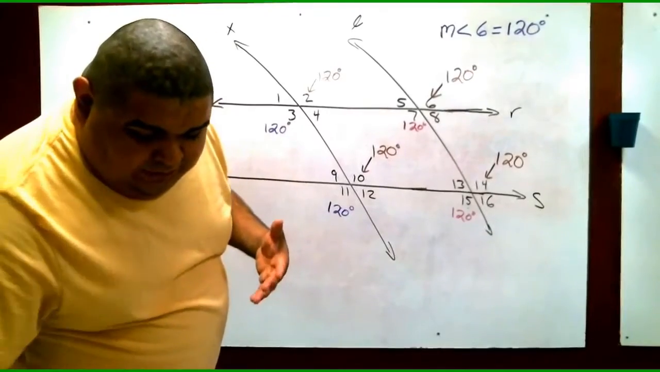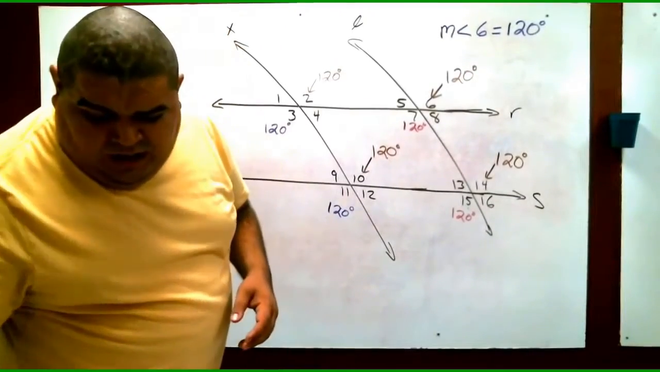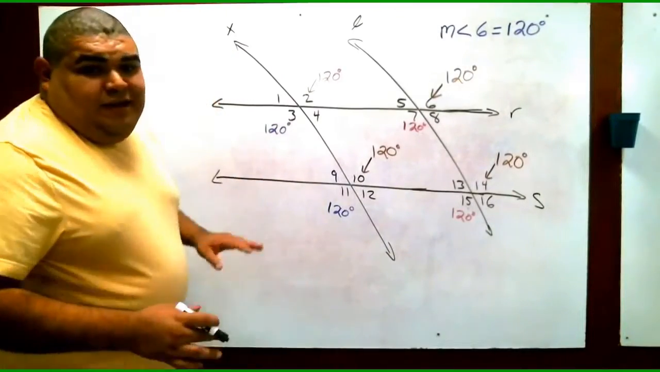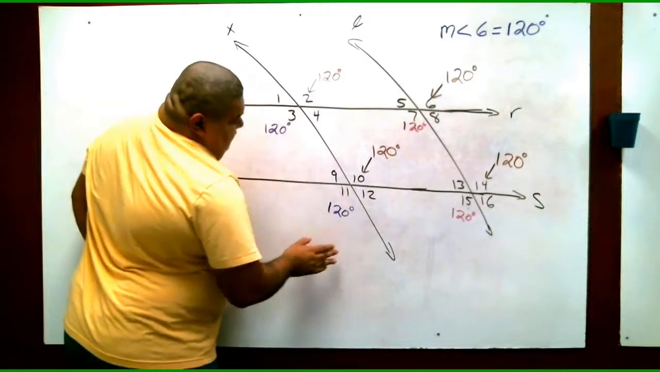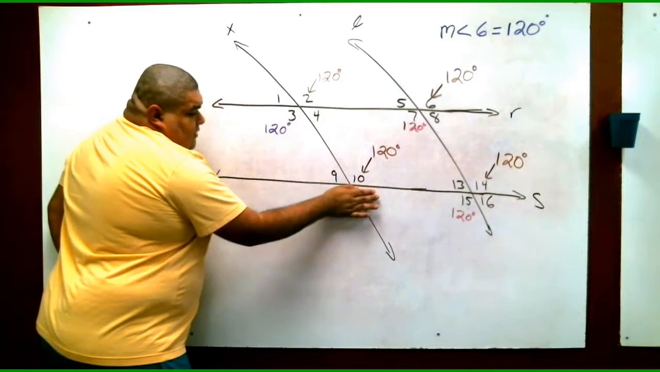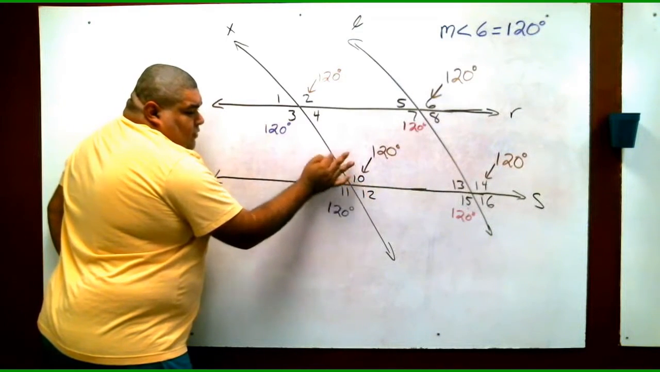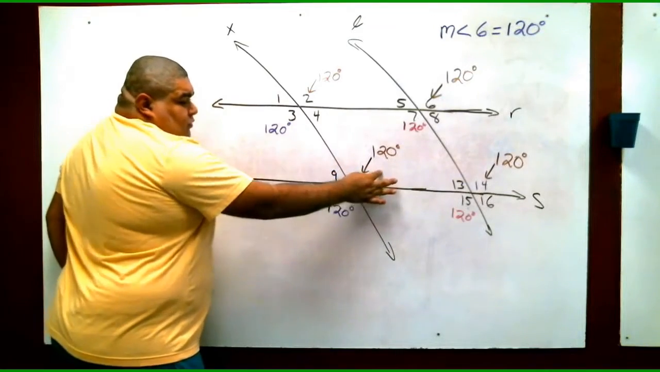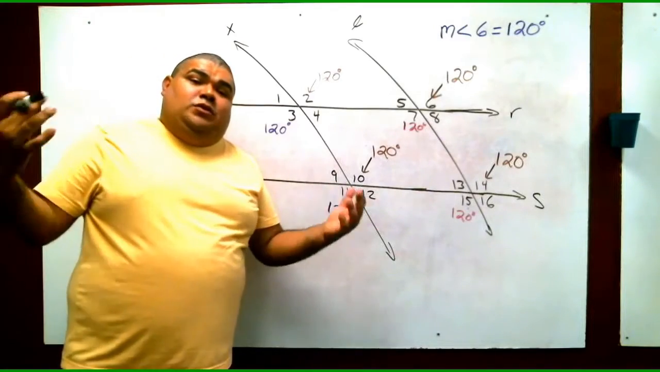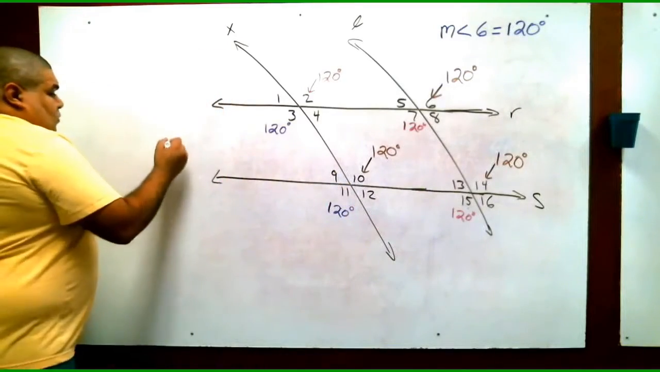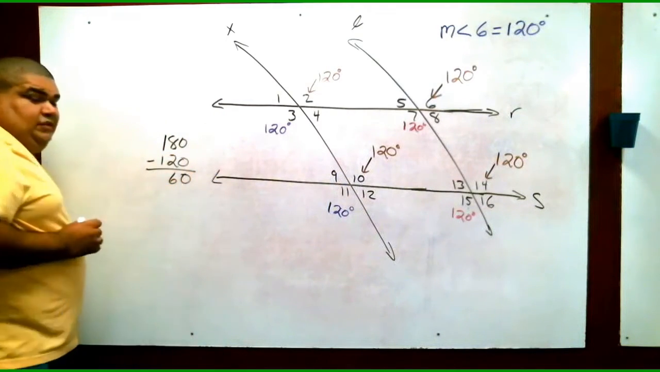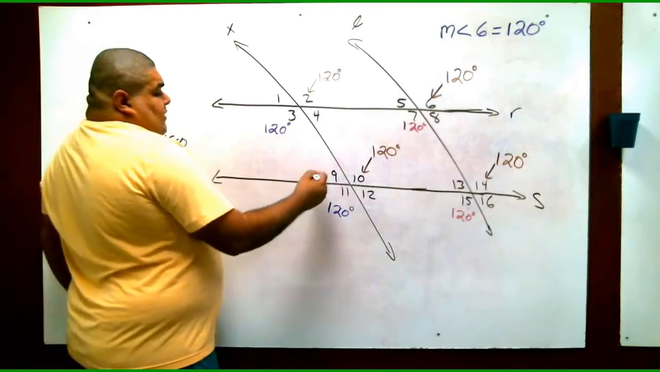If you remember supplementary angles, the angles have to equal 180, right? If you look at this angle here, 9 and 10 become supplementary angles, and this is your linear pair. So if this is 120, the 9 should equal the rest, to equal 180. So 180 minus 120, we have 60. So we know that angle 9 is 60 degrees.